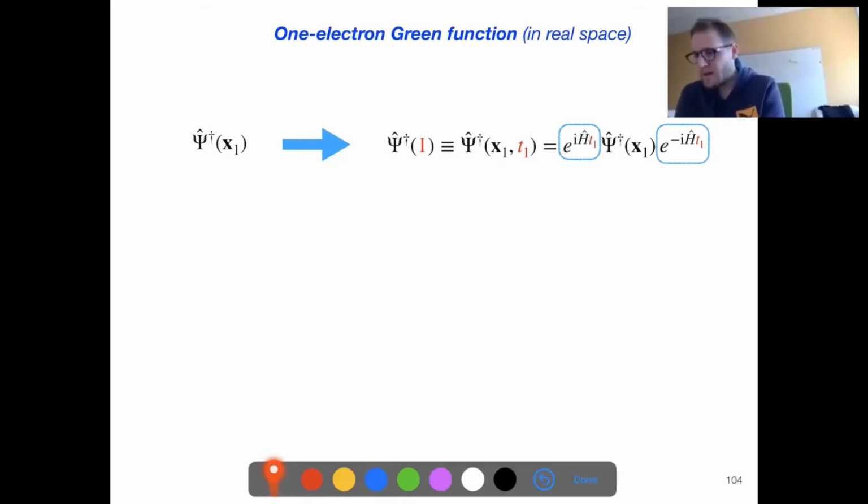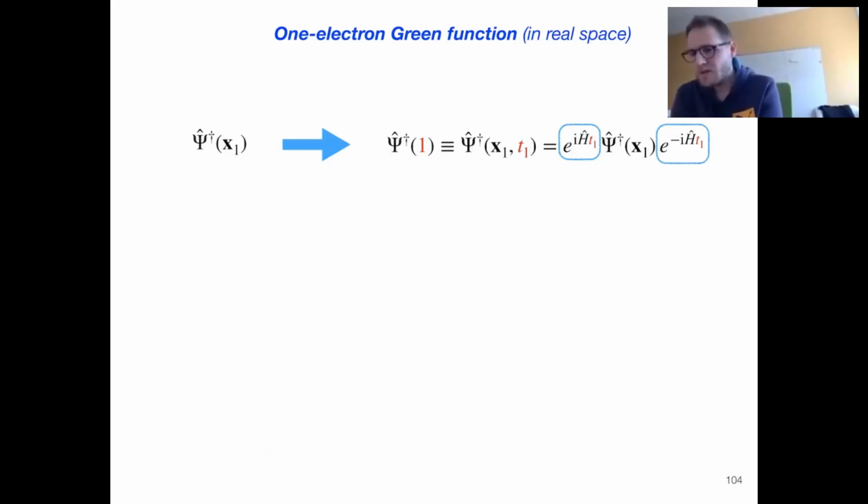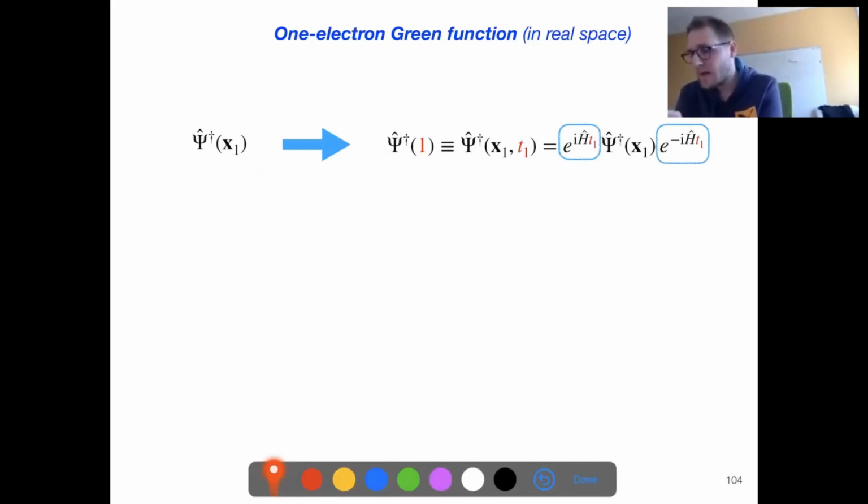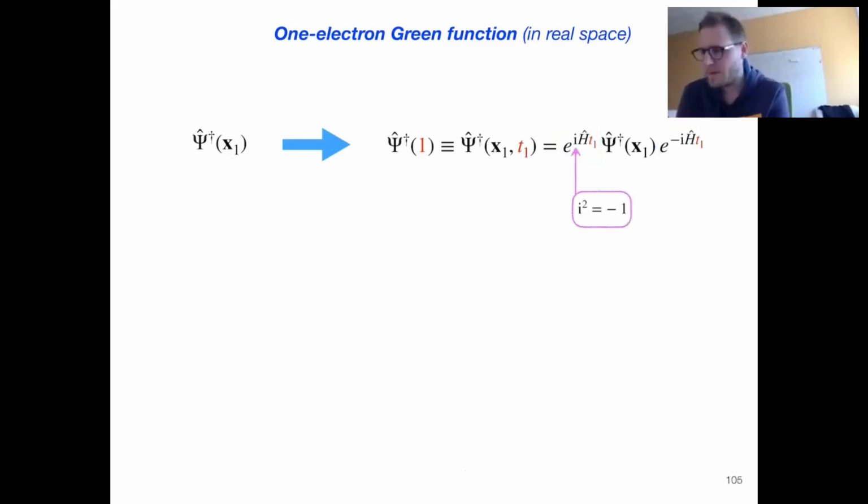So what is done in Green's function theory is that you transform this field operator into a time-dependent quantity. How do you do that? Well, you sandwich your field operator by this exponential i H t1 and minus i H t1. t1 is the first time corresponding to the first position. And i here is the pure imaginary number, okay? This is called the Heisenberg picture. So this is a way to make the field operator time dependent.